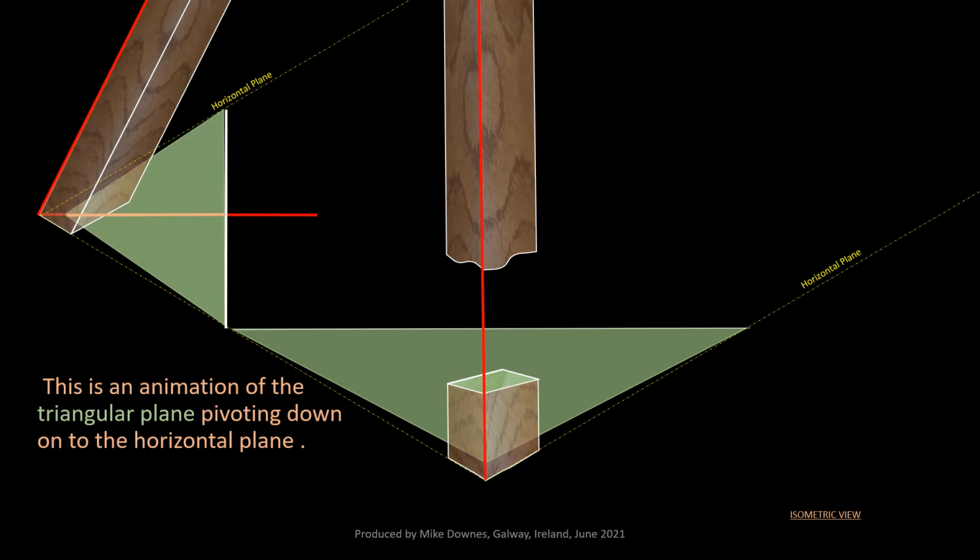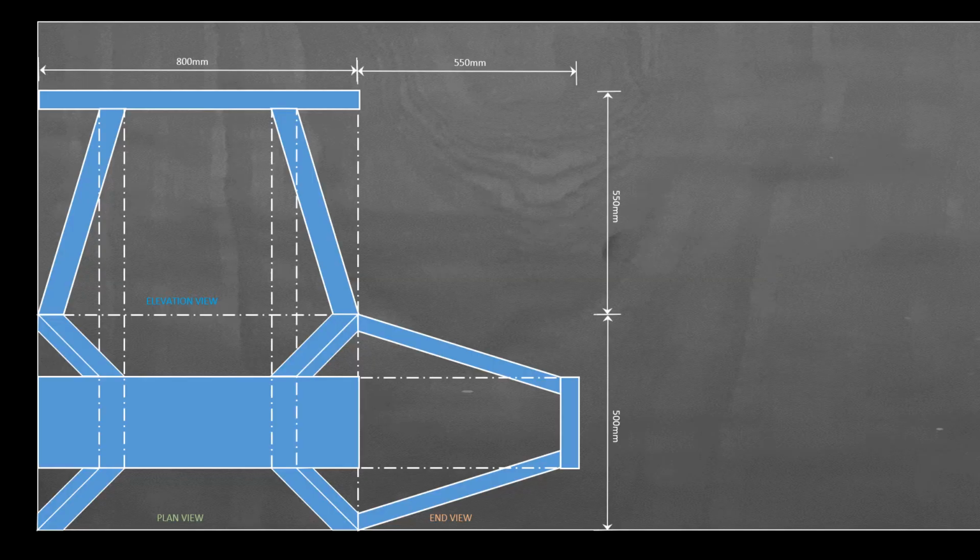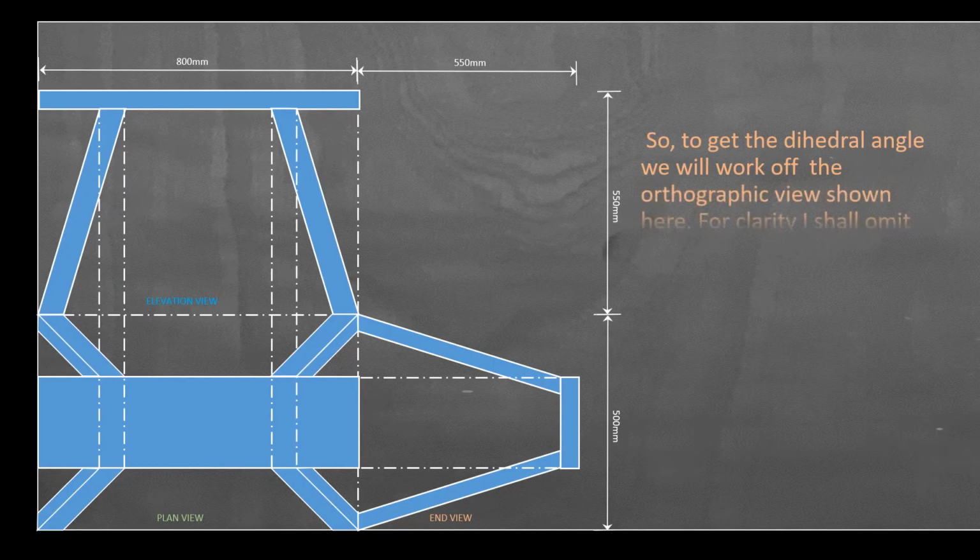Both examples will cut the leg at 90 degrees, and so both will give the same angle even though they have sprung from different points on the hip line at floor level. So the vertex nearest the leg on the green shaded triangle is the dihedral angle. So to get the dihedral angle, we will work off the orthographic view shown here on our setting out sheet. For clarity, I shall omit some of the lines shown here.